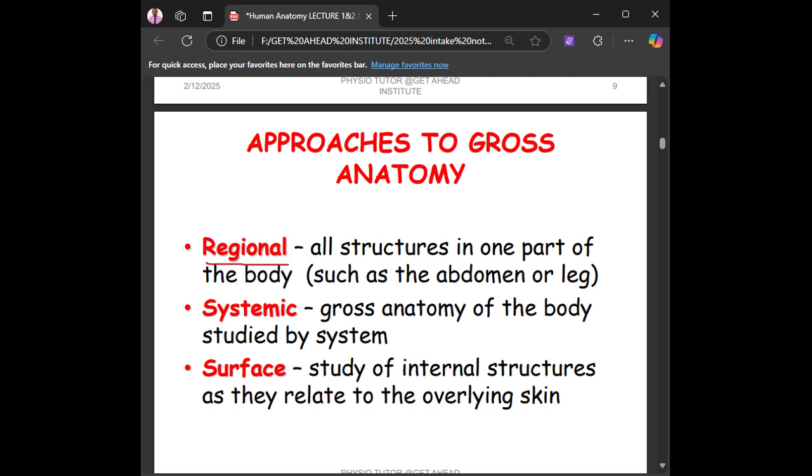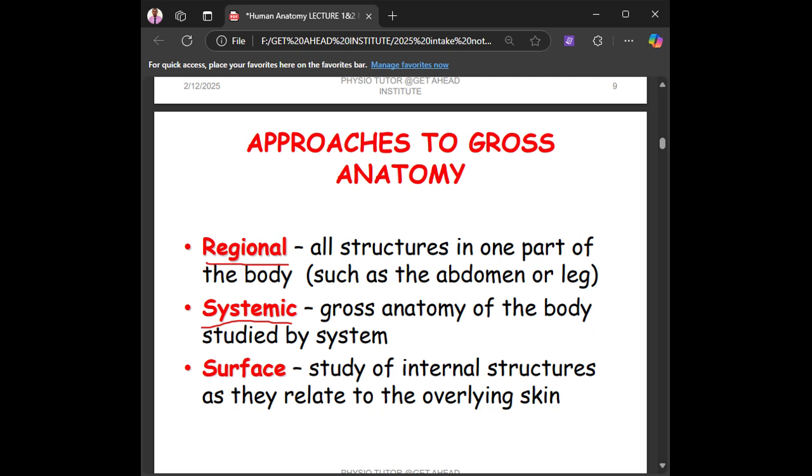Then we also have the systemic approach. This kind of approach to the gross anatomy of the body takes us to study gross anatomy.